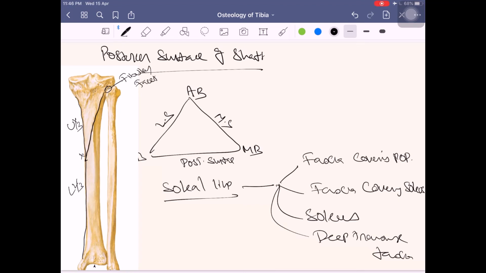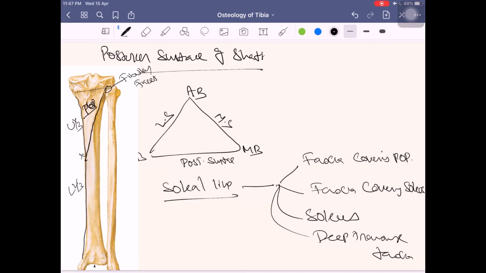Now the posterior surface of the tibia is subdivided by the soleal line into an upper, smaller area, which is a triangular area, and a lower large area. The rest of it is your large area. This upper triangular area entirely provides attachment, or insertion, to your popliteus muscle.